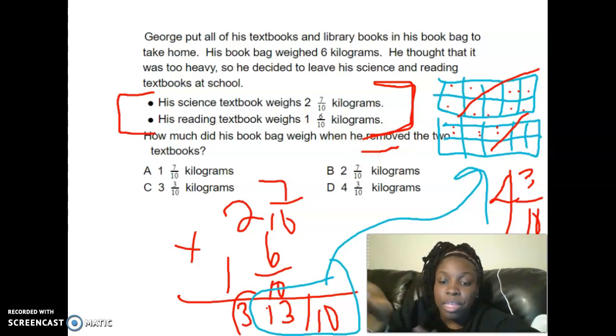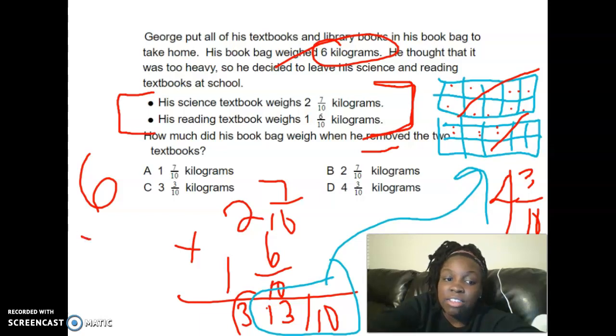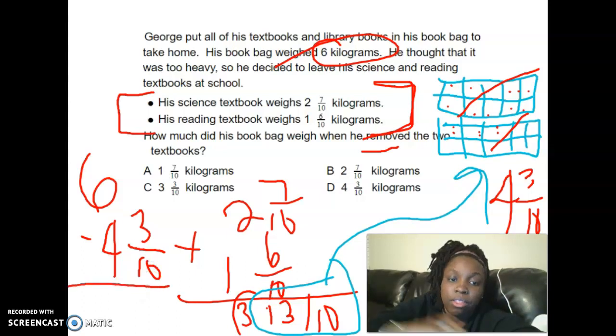Now, but he removed the two books. So removed means like to take away, subtract. So if he removed the two books, how much does his book bag weigh now? Remember his book bag started with how many kilograms? 6 kilograms. So if it started with 6 and he took away 4 and 3/10 of the weight of the books, how much does it weigh now?